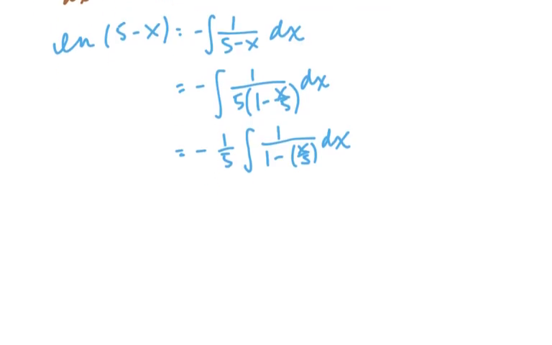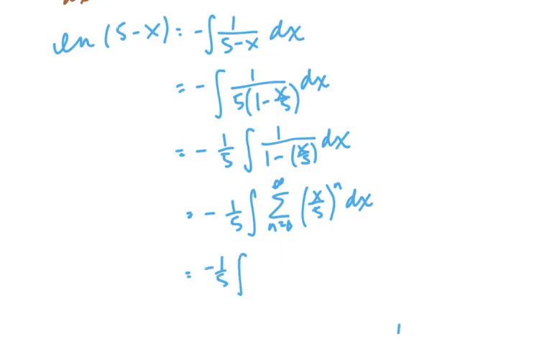Well, that slides into our power series very well. So we have negative 1/5 and then the integration of the series from n equals 0 to infinity of x over 5 to the nth power dx. So let's rewrite that. We have negative 1/5 times the integration of n equals 0 to infinity of x to the n over 5 to the n dx.